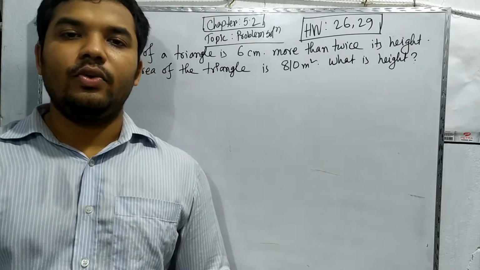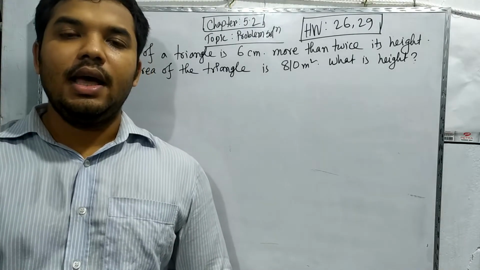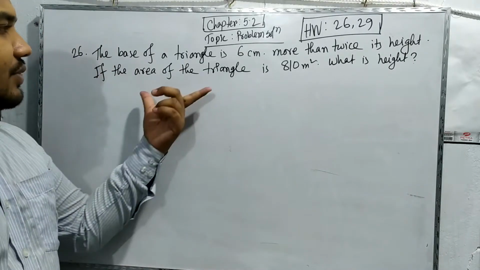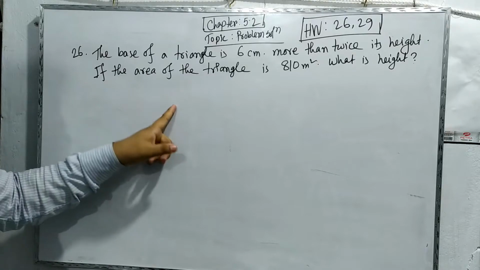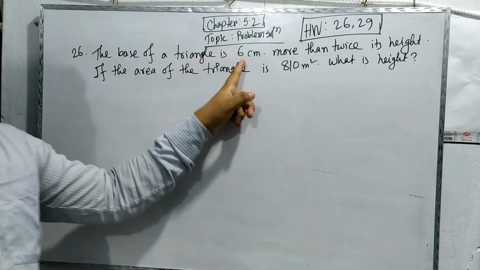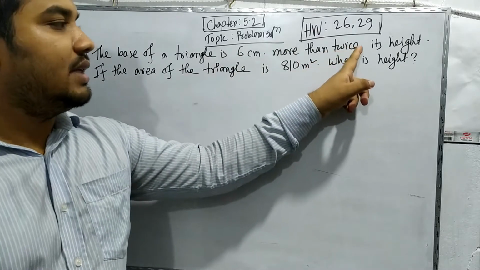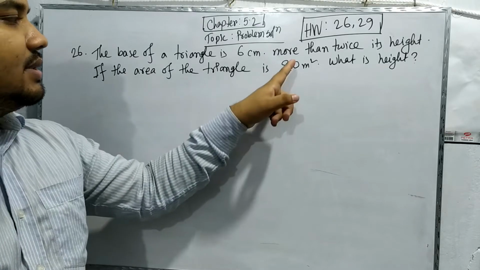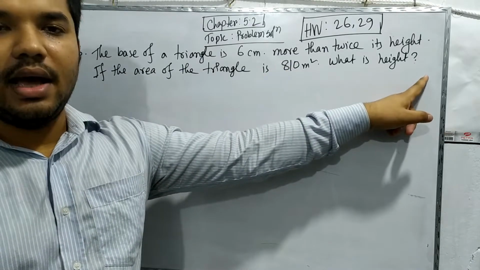Today we are going to discuss chapter 5.2, our last maths. Today we are also going for some problem solutions, and our first math is related to the triangle. The math says the base of a triangle is 6 centimeter more than twice its height. If the area of the triangle is 810, then what is the height?